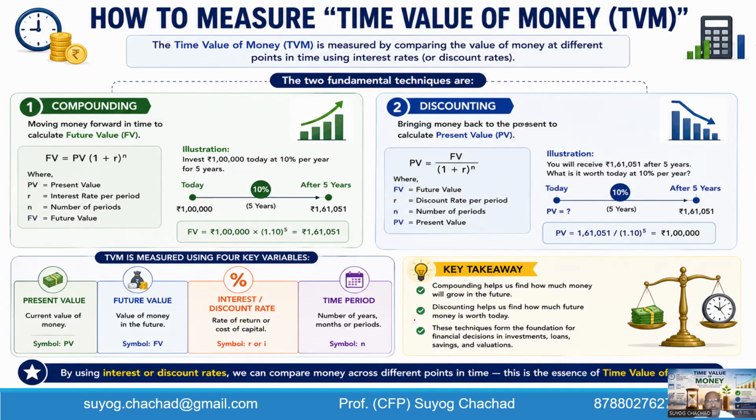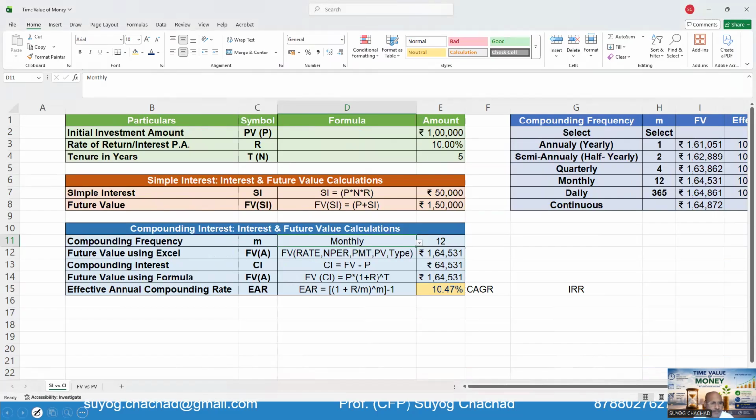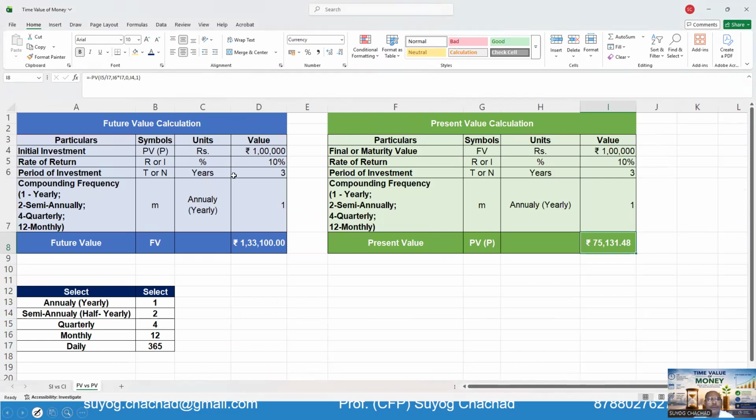Okay. So for example, let's consider using Excel. First of all, for future value, we need to calculate for 1 lakh rupees, investing at a rate of 10% per annum, with the compounding frequency again annual, for 5 years. You'll get the same amount, 1,61,051 rupees. Now, if you want 5 lakh rupees after 5 years, the rate of interest is 10% and compounding is 1, that is annually. How much amount should you invest today so that it will become 5 lakh rupees after 5 years? The answer is 3 lakh 10,000.